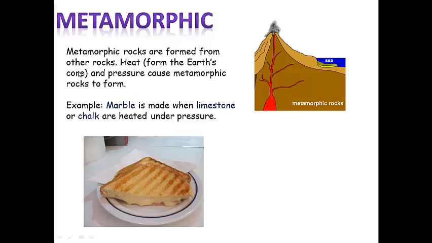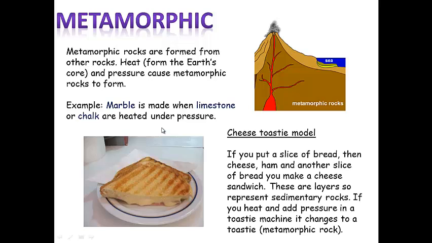You can model this using a cheese toastie, and I'll quickly go through that. If you put a slice of bread, then cheese, ham, and another slice of bread, you make a cheese sandwich. So you have these layers, and these represent sedimentary rocks. If you heat and add pressure by placing it into a toasting machine, it then changes to a toastie. So it's then formed the metamorphic rock.